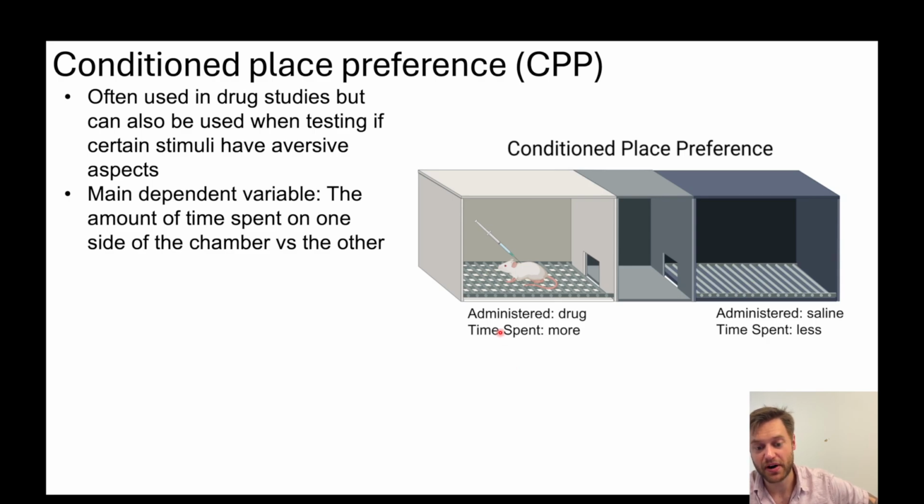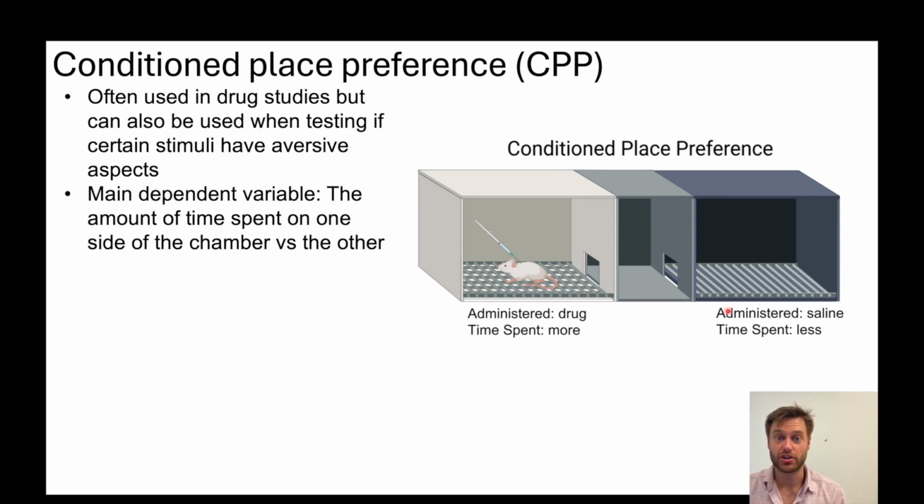So with condition place preference, this is exactly what it looks like. You literally have these 2 little rat or mouse houses, and you have distinct characteristics to each chamber. The animal is then placed in one chamber and given a drug or some kind of stimulus that you care about measuring its rewarding or aversive aspects. And then after several days of pairing one side of the chamber with your stimulus, you then put the rat or the mouse in the center chamber and allow them to run freely in between each space.